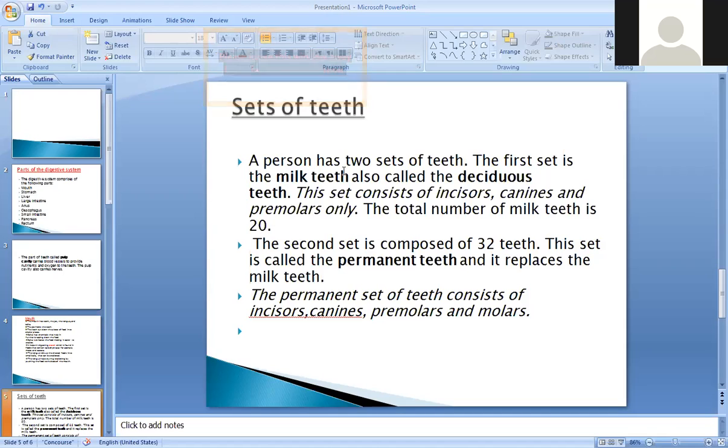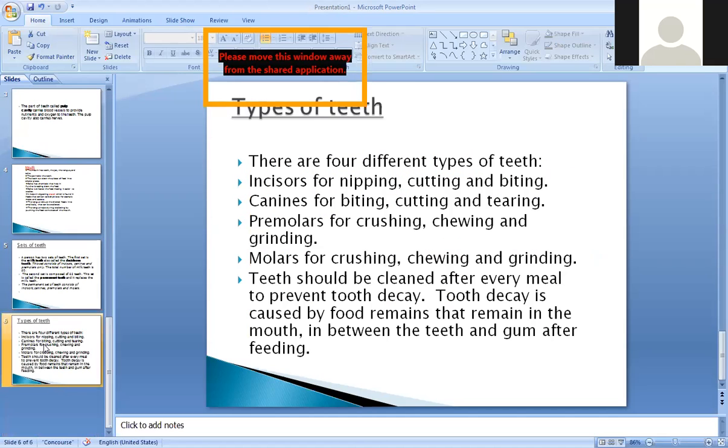This set is called the permanent teeth, and it replaces the milk teeth. The permanent set of teeth consists of incisors, canines, premolars, and molars. And as you know, the last 4 molars to grow are called wisdom teeth.